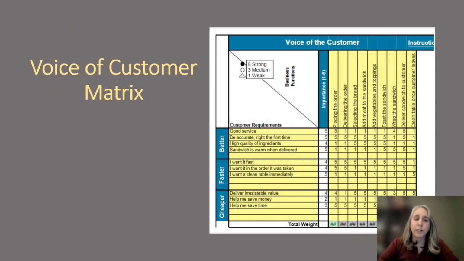I utilized the voice of the customer matrix to understand what the customer's requirements were with our business functions. This tool helped me to document those customer priorities and measure them against the different aspects of the Lean Sandwich Shop.